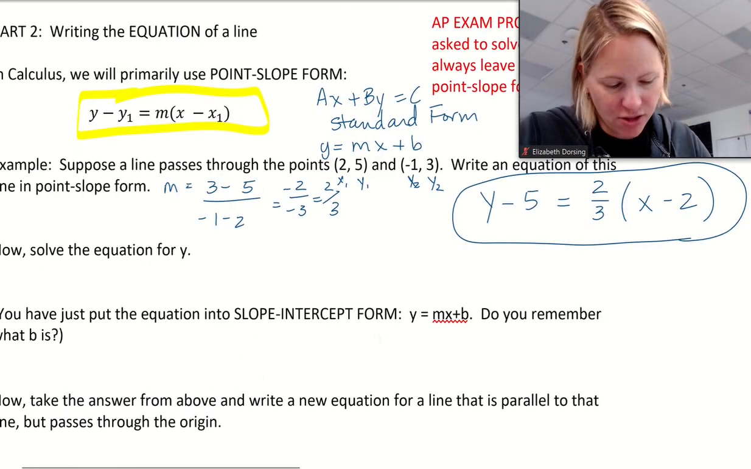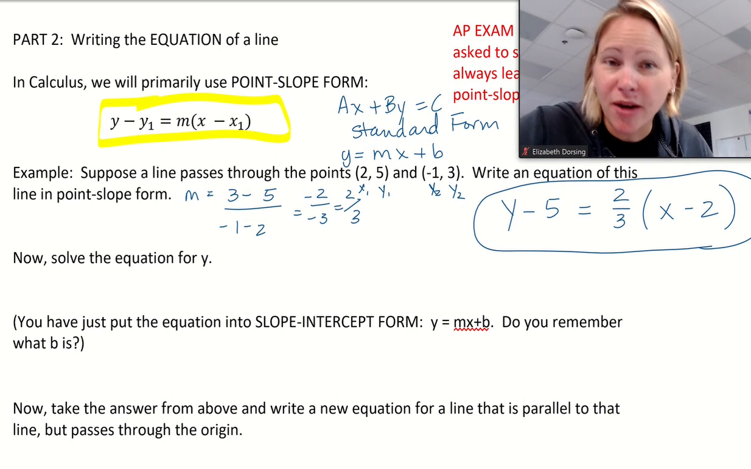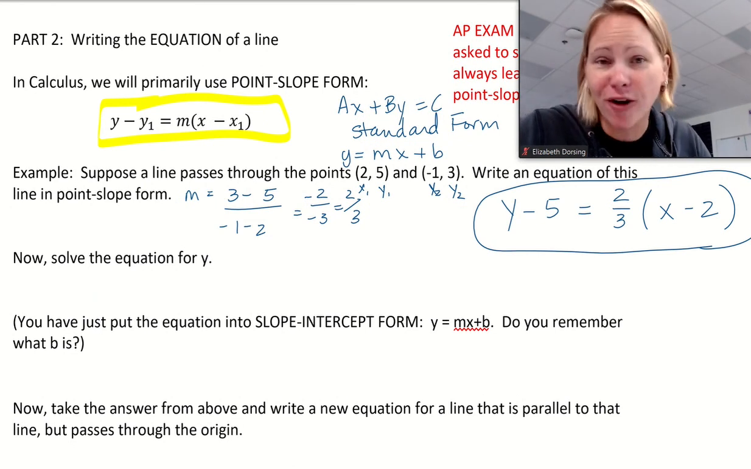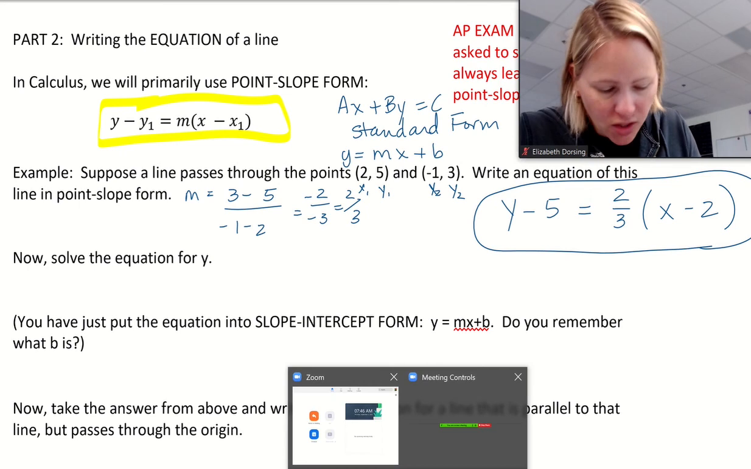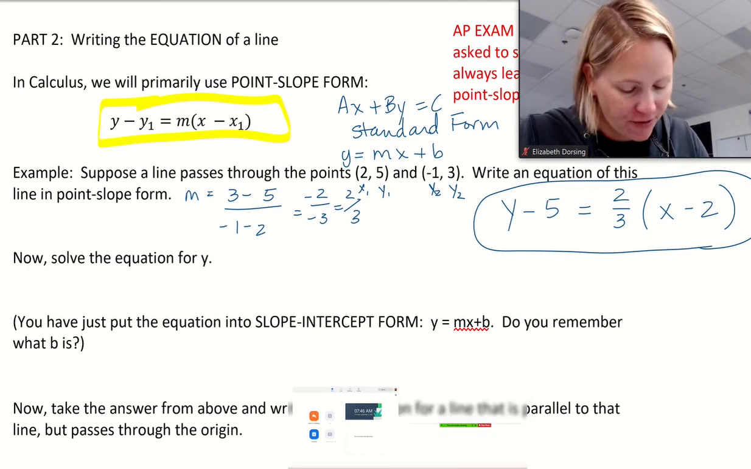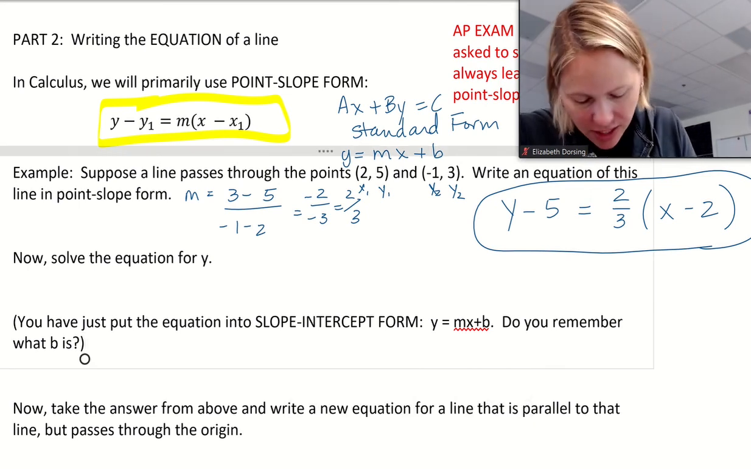So let's go ahead and solve for y, and we'll see what kind of mistakes are fairly common in problems like these. So to solve this equation for y, the first thing I'm going to do is add the 5 over to the other side. So I'm going to get this equation.